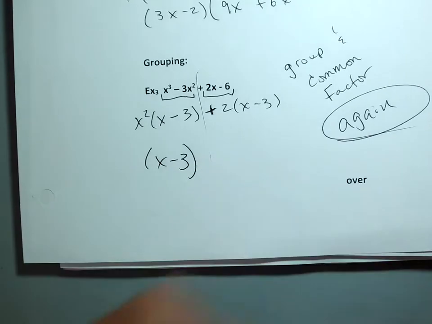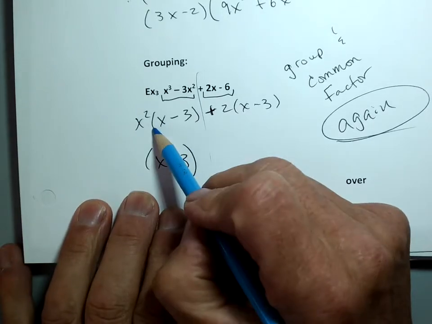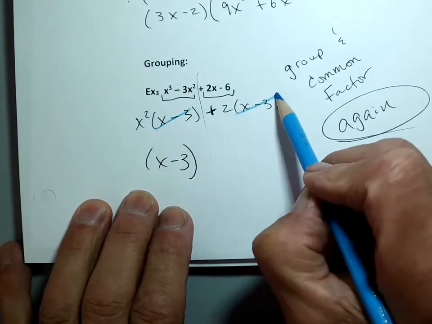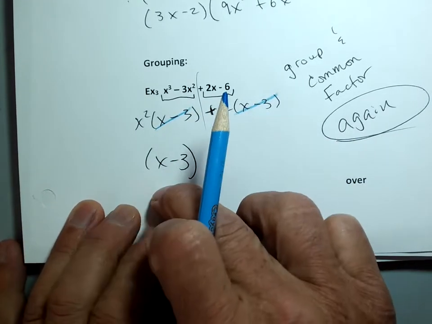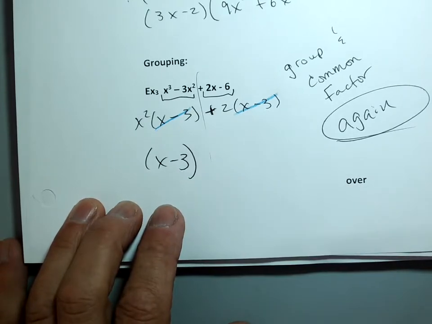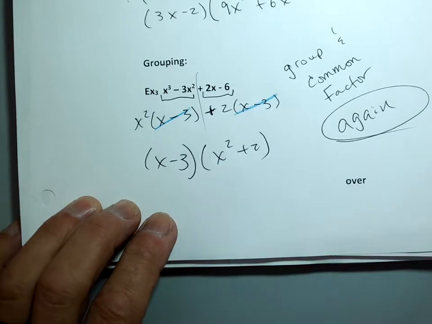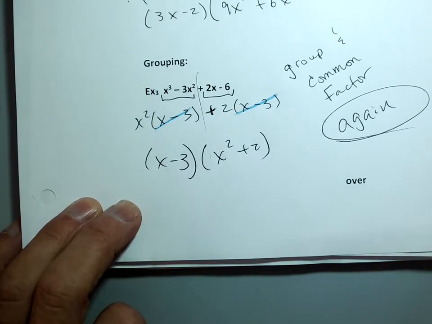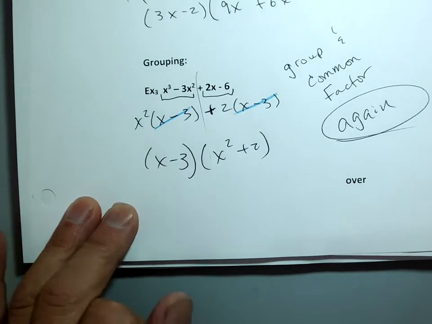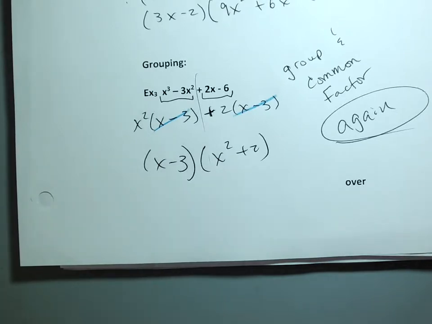Now I know I see 2 of them, but in a sense we're taking the 1 out. And to make it less confusing, when you take out the x minus 3, sometimes I just like to cancel it out, okay? I pulled it out. What's left over? X squared plus 2. You're done. You can do this, can't you? Right? You can do this. 4 terms, group them up.